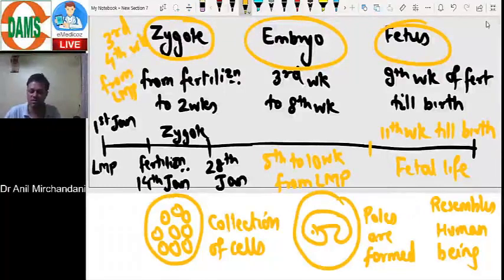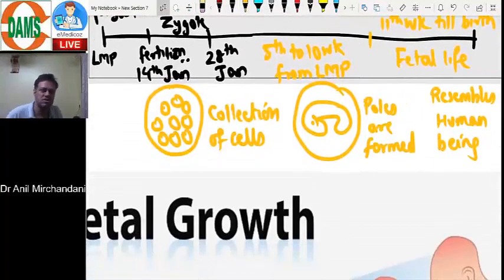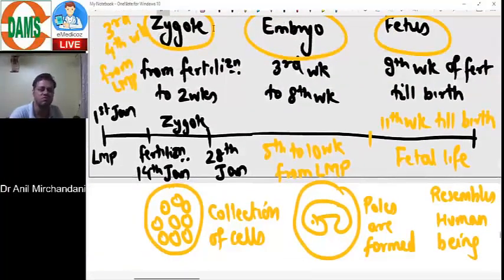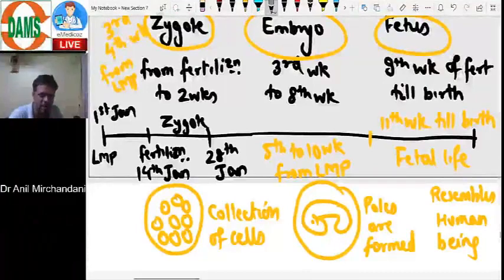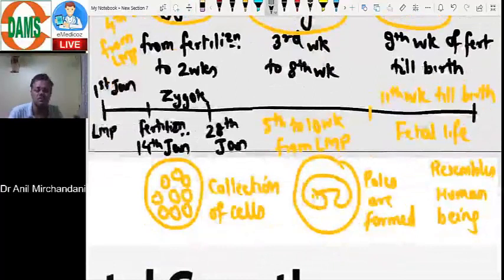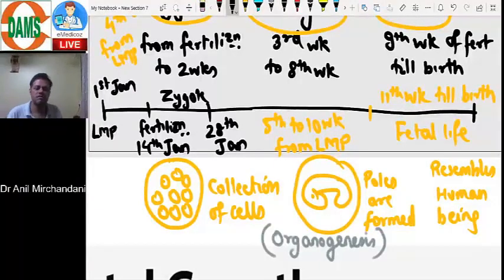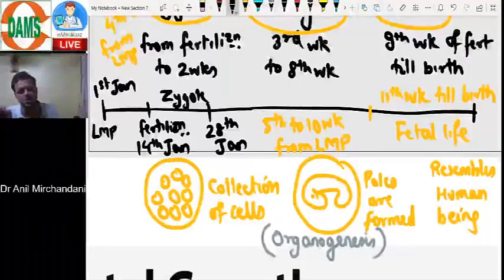Now, out of these three terminologies, which stage do you think is most vulnerable for congenital malformations? Remember, the answer is the embryo phase. So I am writing: organogenesis occurs during embryogenesis. Most vulnerable for congenital malformation would be this phase called the embryo phase.